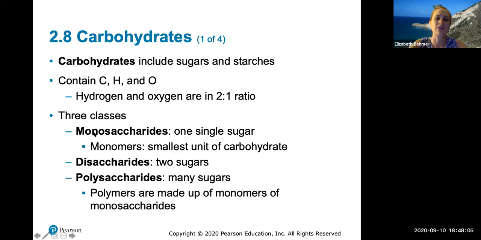Really easy to see. They'll either be monosaccharides. Saccharide is a sugar. Mono means one. So this is one single sugar, and a monomer is the smallest unit of a carbohydrate containing one single sugar, one monosaccharide. A disaccharide, di means two, so these will have two sugars put together. And a polysaccharide, poly means many, so these will be many sugars linked together. Also known as polymers. Polymers will be made up of monomers of monosaccharides.